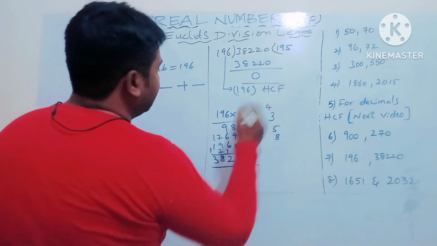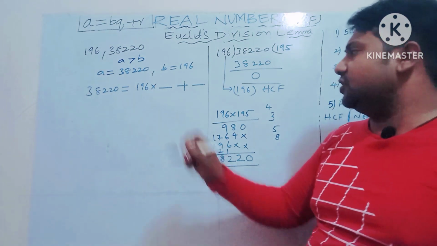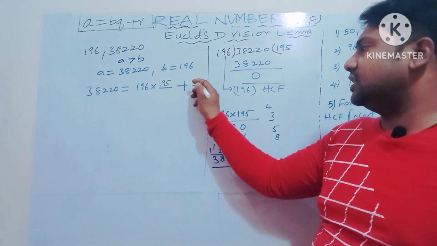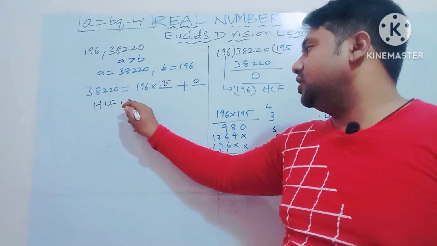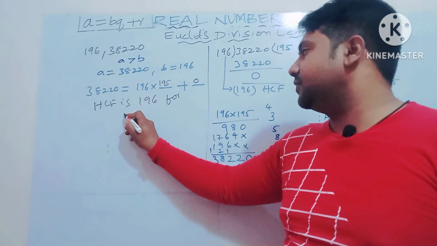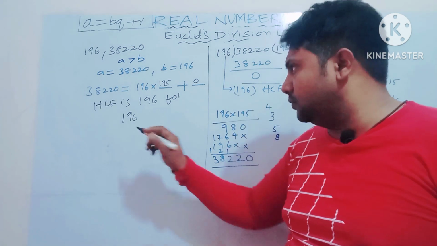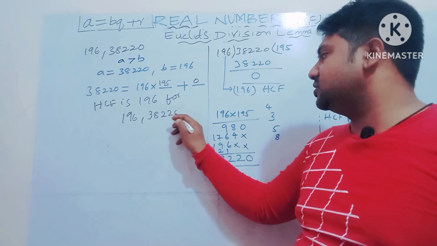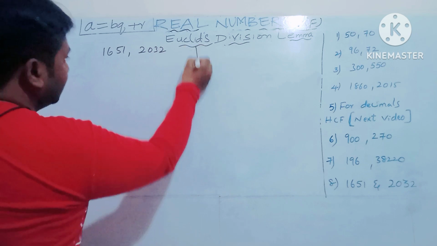What is this, sir? HCF. So what can I write directly here? I can write directly 196 into 195 by Euclid's division lemma. So what do we get here? We get an answer 0. So HCF is 196 for 196 comma 38220. Now for the numbers 1651 and 2032.